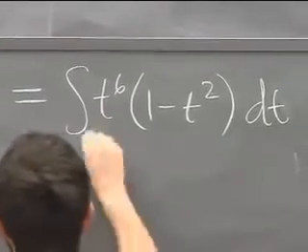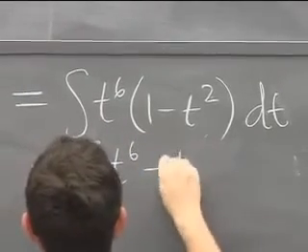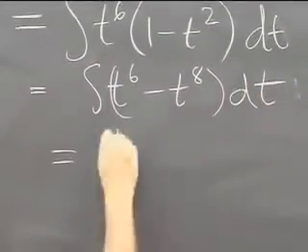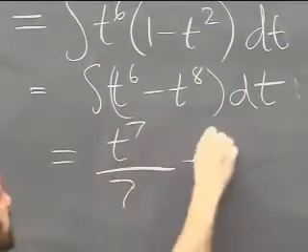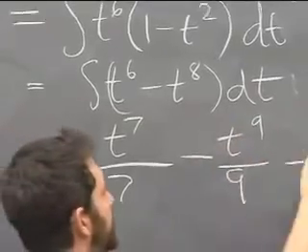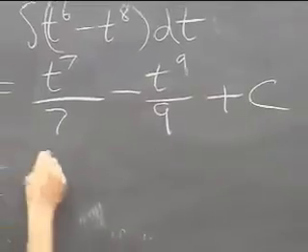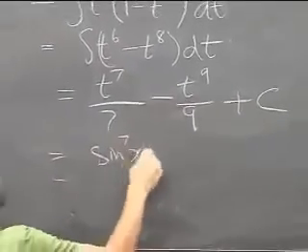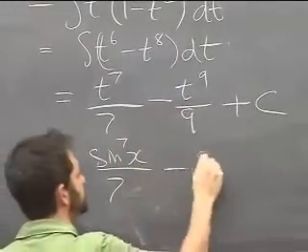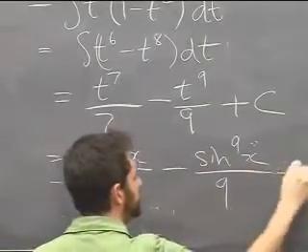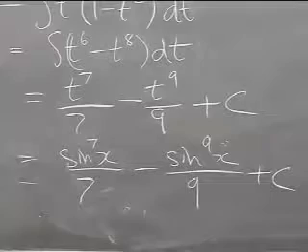And so you end up with a fairly simple integral after you expand this. t to the 6th minus t to the 8th. So that's t to the 7 over 7 minus t to the 9 over 9 plus a constant, back to x land. And you get t is sine x. So you get the 7th power over 7 minus the 9th power over 9 plus a constant.